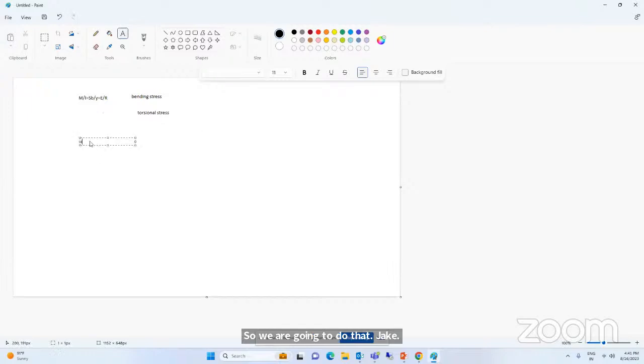So J is equal to, we already know, Ixx plus Iyy. So J is equal to 2I. Okay, so we are going to apply here. So M by I, so MT by J is equal to tau by R.